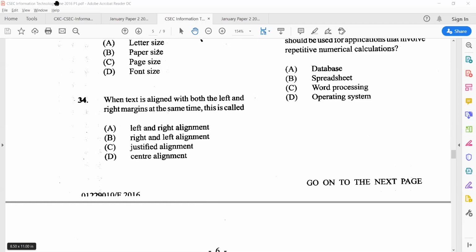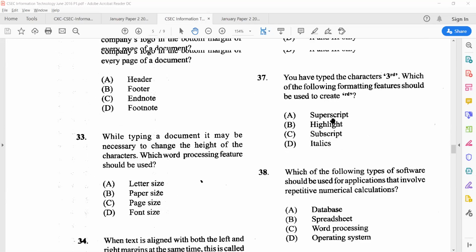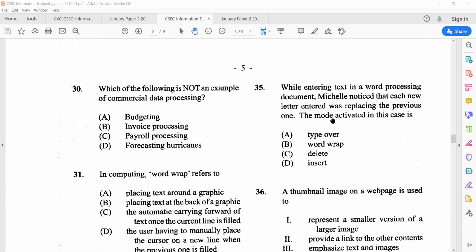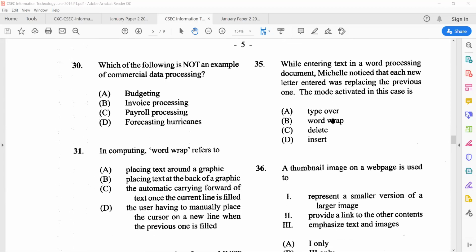Any answers to 34? Right. So the answer for 34 is C. Okay. Aligning left and right at the same time is also known as justified. Okay. Let's move on to 35.